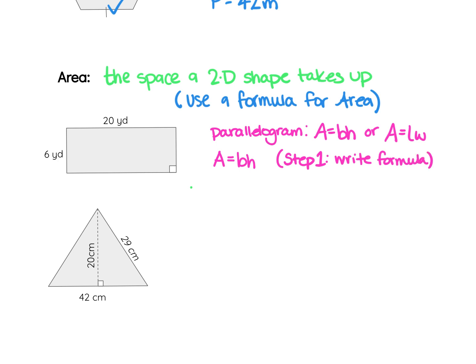You will always be given the formulas. You don't have to memorize them. Step 2 is we're going to substitute in what we know. So the base right here, this is the base. This is also right here, 20 yards. So I'm going to substitute in 20 yards for the base. And the height, I'm going to substitute in 6 yards. So step 2 is substitute in what you know.